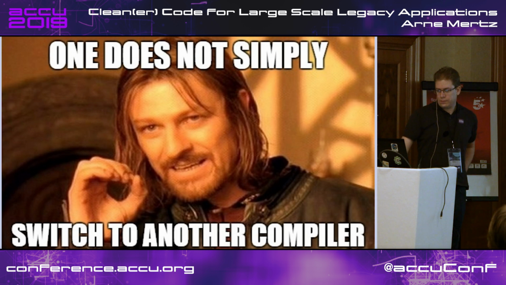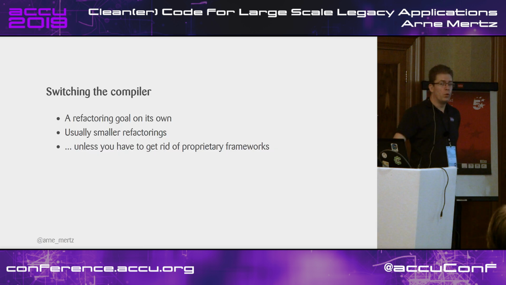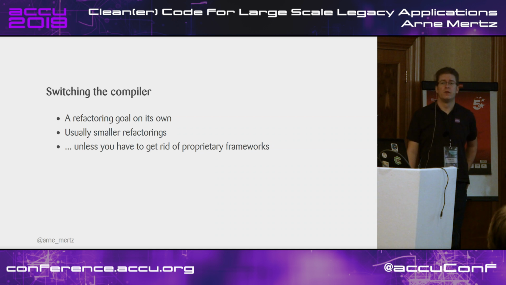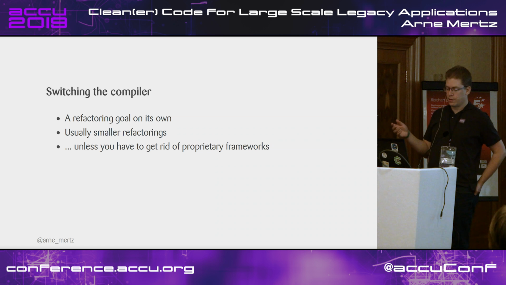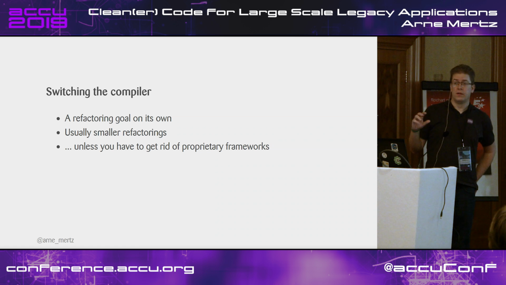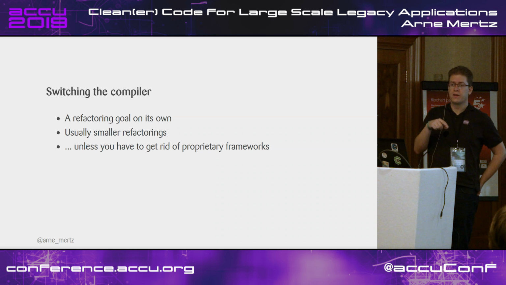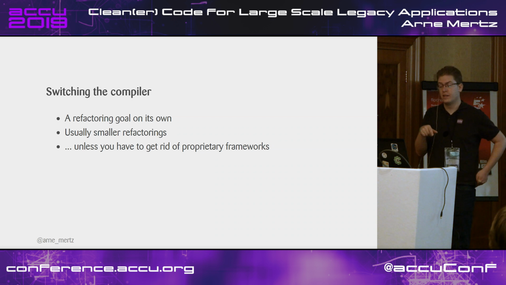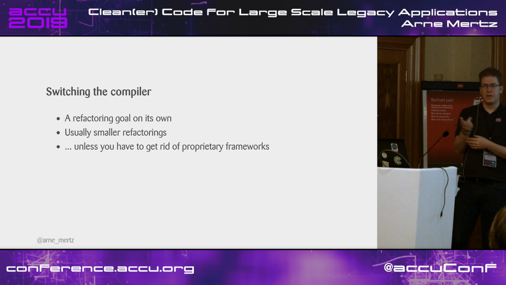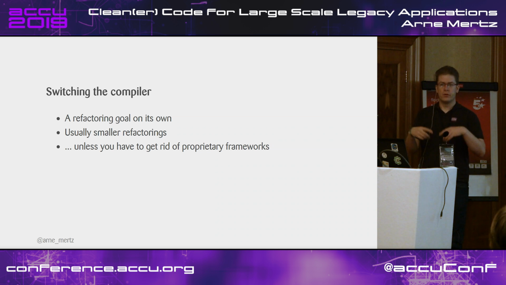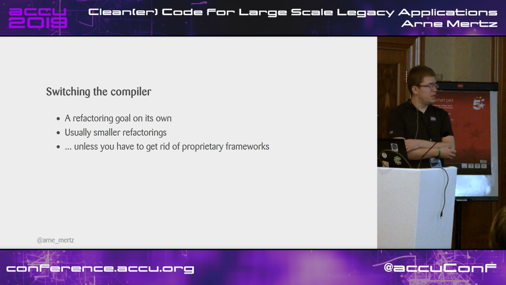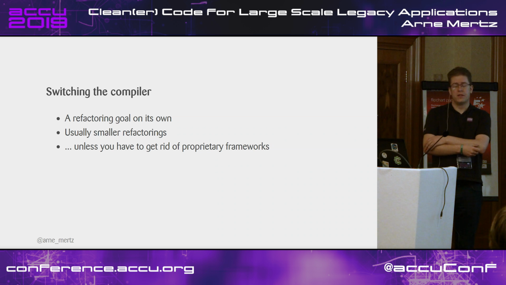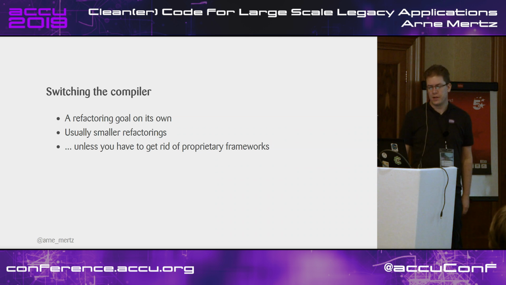For example, when switching the compiler, sometimes we have to refactor to be able to do so. In our code base, we may be using old C++ extensions from the old compiler that the new compiler doesn't have, so we have to get rid of those extensions. In that project where we had the UI, we had to get rid of the UI framework and do a lot of refactoring to be able to do so. Usually those things are smaller refactorings, but especially in the case of that UI framework, it was a really big refactoring.